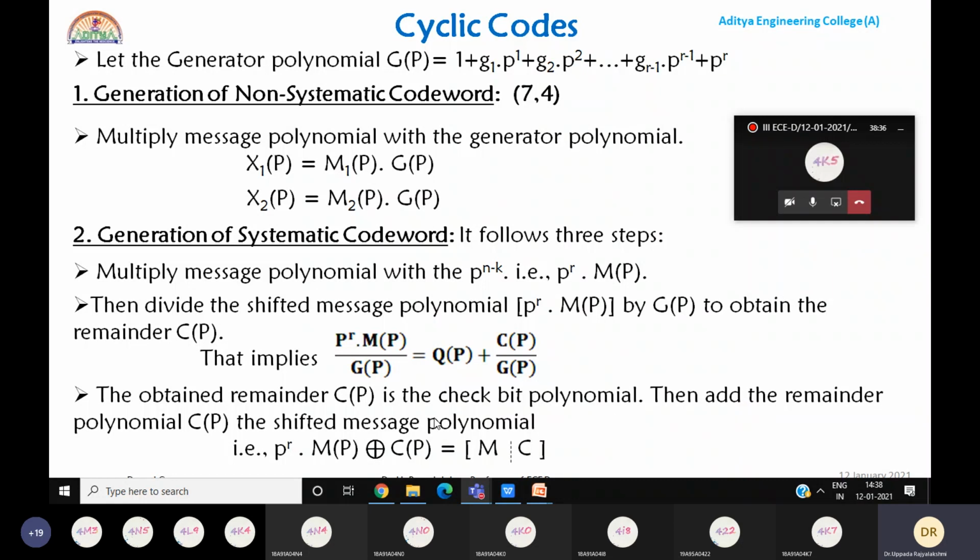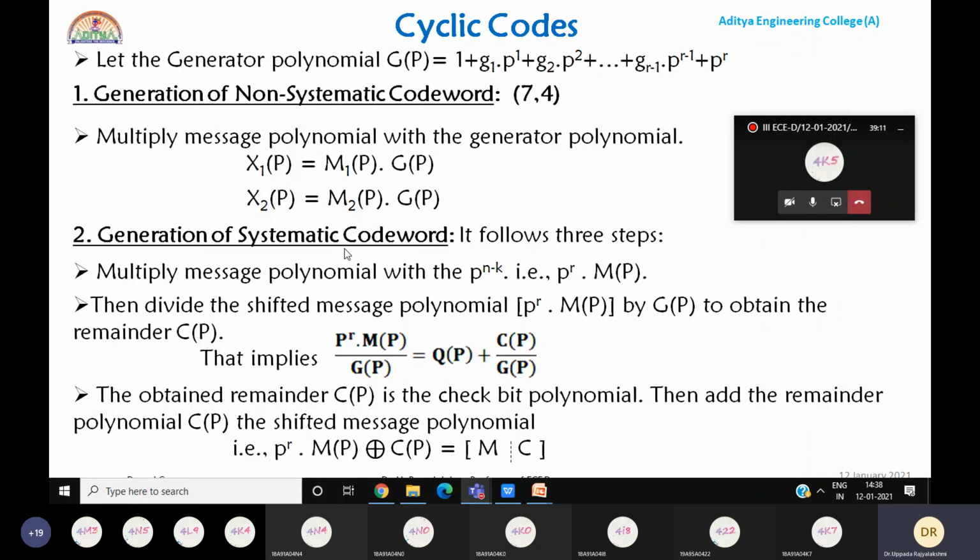Now add the remainder polynomial C of p to the shifted message polynomial. What is the shifted message polynomial? P power r into m of p. So p power r into m of p XOR C of p will be our code word using the systematic procedure.